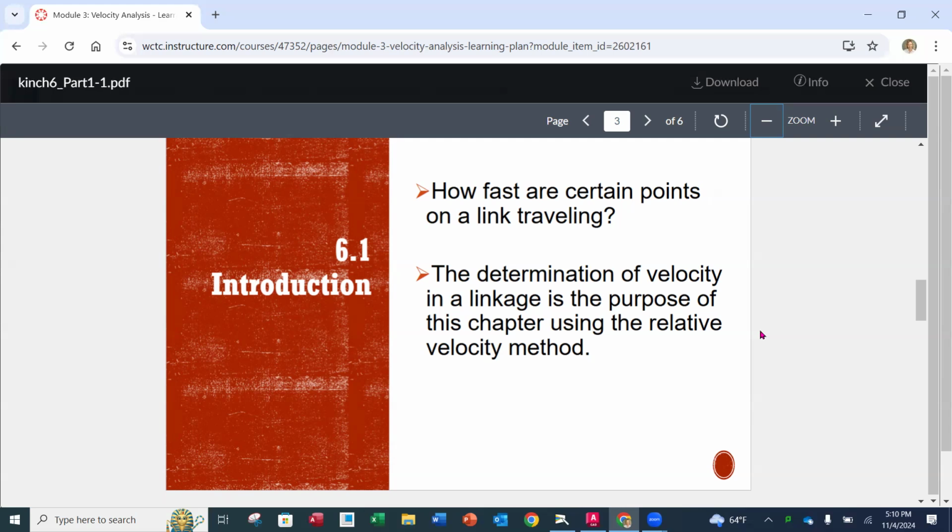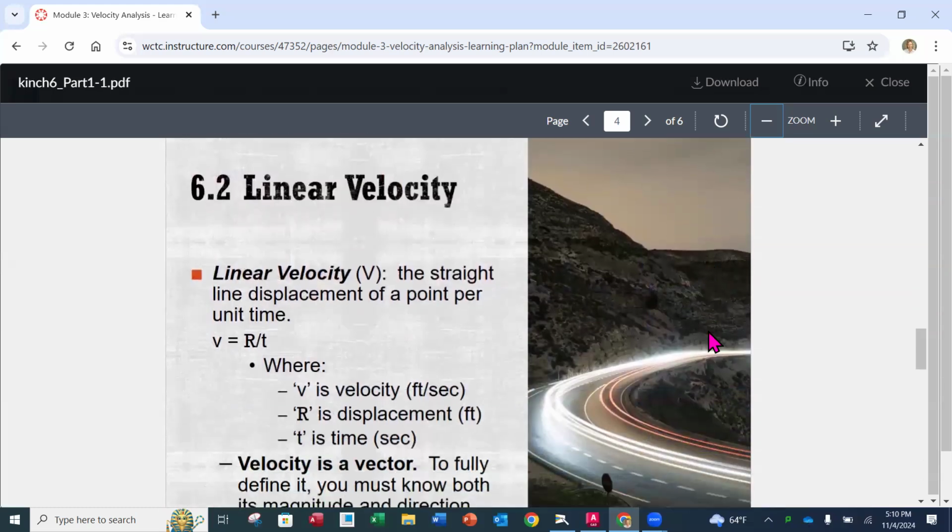But now we're crossing over and we're going to start looking at how fast. We're going to be looking at the motion. Remember, kinematics is all about position and motion. We don't do anything with forces in here. All right. So we're just now going to be looking at the motion part of things. So the determination of velocity of a linkage is the purpose of this chapter, using what we call the relative velocity method. Okay. And we're going to be using that method graphically.